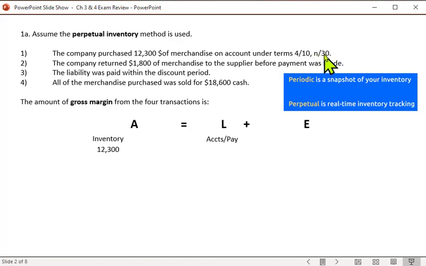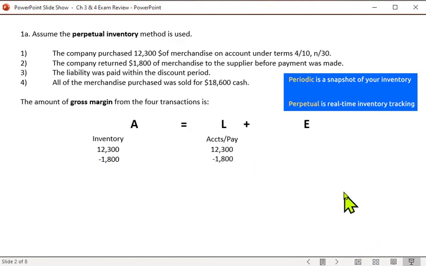Otherwise, they have to pay the whole amount within 30 days. That's net 30. So you increase inventory under this first transaction by $12,300, and you also increase accounts payable by $12,300, keeping this accounting equation always in balance. Second transaction, the company returned $1,800 of merchandise to the supplier before payment was made, so they had a return. So when you return something and you put it on account, you take it out of inventory, $1,800. You're also going to take it out of accounts payable.